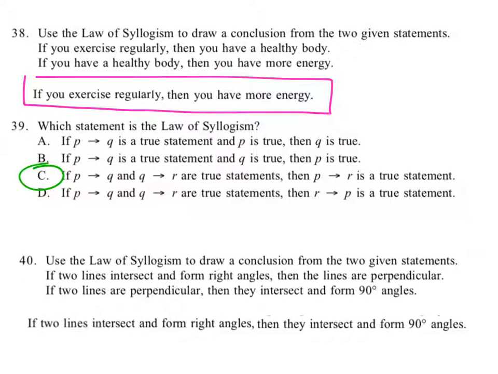Okay, using my little eraser tool to get rid of the marks. So if two lines intersect and form right angles, then they intersect and form 90-degree angles. Let's box it because that's the answer, and we're done.